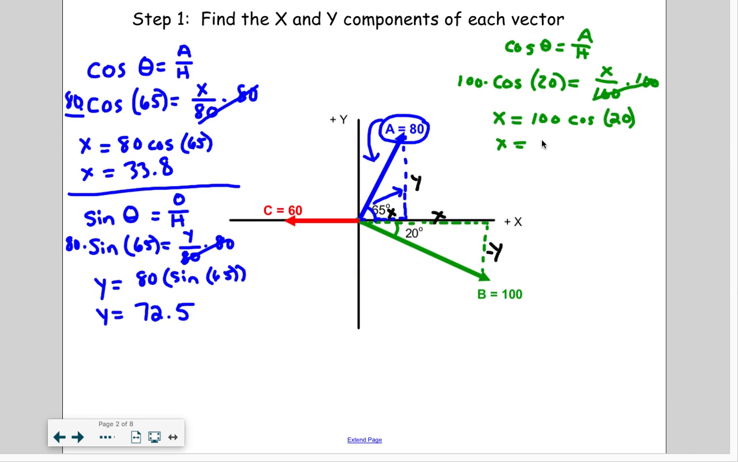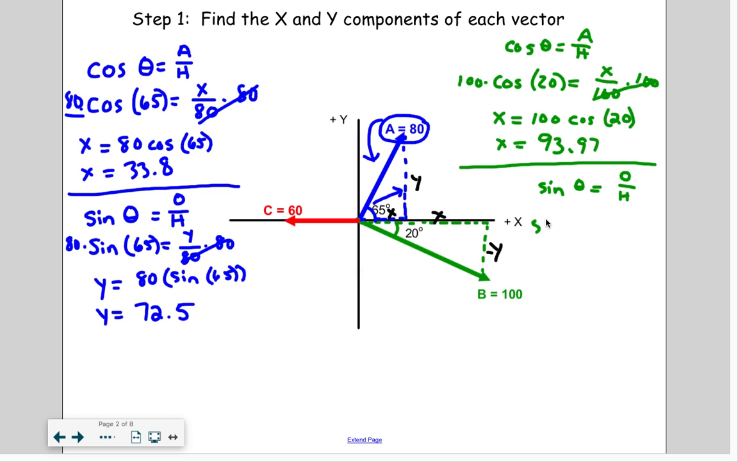So this one is going to be 100 cosine of 20. I'm going to store that as my letter C, and it comes out to 93.97. I could have made it 94, but we'll leave it at that, because I have the exact stored value. That means the y is going to be sine, so I'm going to say sine of theta equals the opposite over hypotenuse.